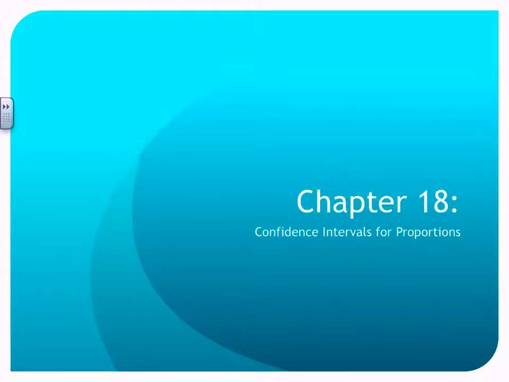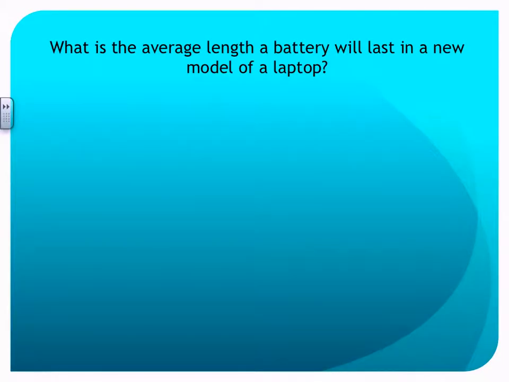Okay, so I want you guys to get the idea that you do have somewhat of a background for this. We'll get more detailed with it, we'll get in more depth with it, but you do have kind of a general idea of what a confidence interval is, or should I say what it shows. So if I wanted to say what is the average length a battery will last in a new model of a laptop, okay? So let's say to find this, I took a simple random sample of 50 laptops.